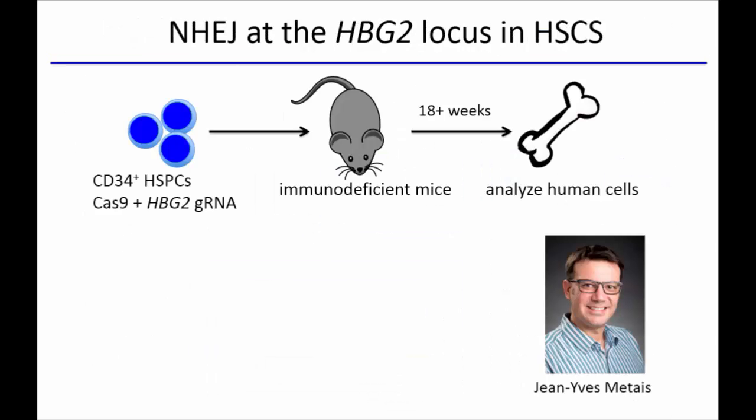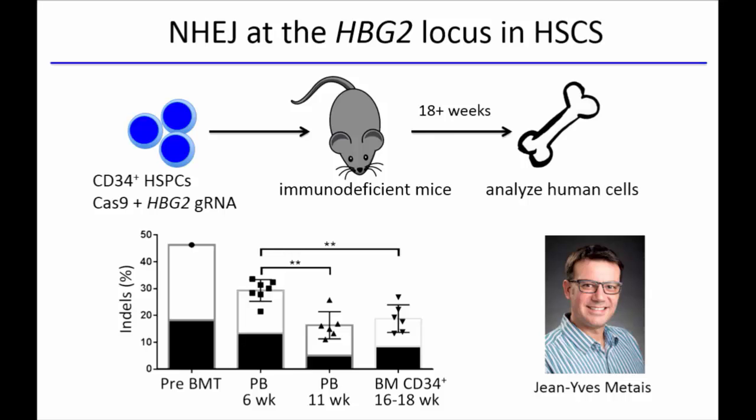The next question in this project is, I told you that you can't tell anything about editing hematopoietic stem cells by looking at the editing of a CD34 positive bulk population. So we did the mouse experiment, and this is work by John-Yves Maté. He edited the cells, as I showed you in the last slide, put them into immunodeficient mice, and analyzed the human cells between 16 and 18 weeks later. And these bars show the percent editing. And there's a couple of take-home points here.